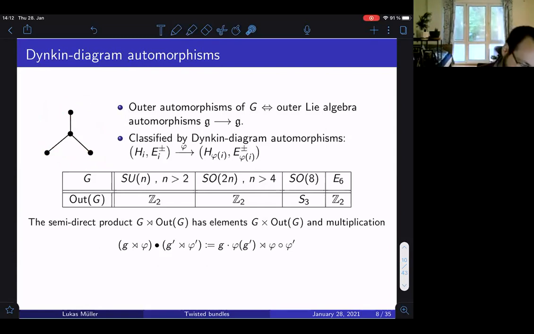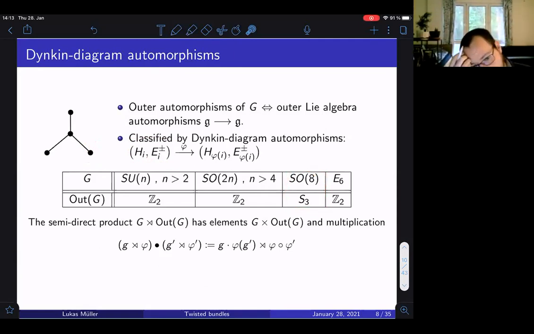So for every node in the Dynkin diagram, you have an SU2 copy in your Lie algebra, and you just exchange them. And then here in the table, there are just some examples of these groups. So they are usually quite small, and the most interesting one is D4, where it's non-abelian and you get the symmetric group on 3 elements.